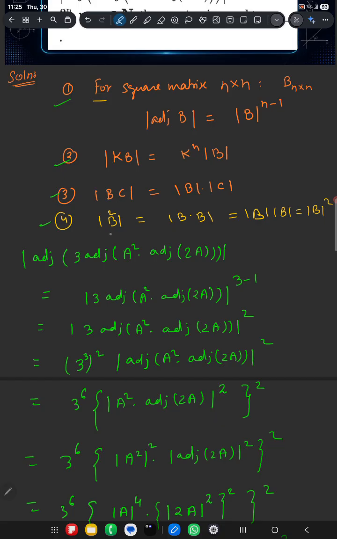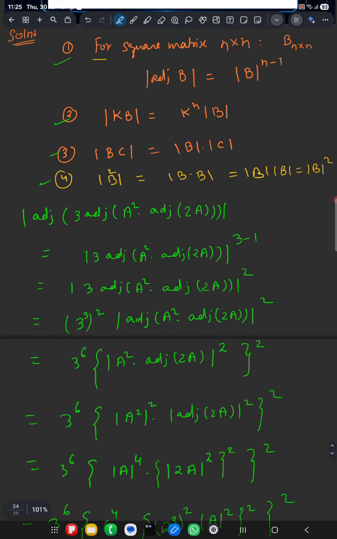Now suppose you have B square and you have to find its determinant. So B square can be written as B into B, like B into C. So determinant of B into B means the product of determinants, so it is determinant B square. So these four properties we have to use, and then we keep on solving. So this was our question.